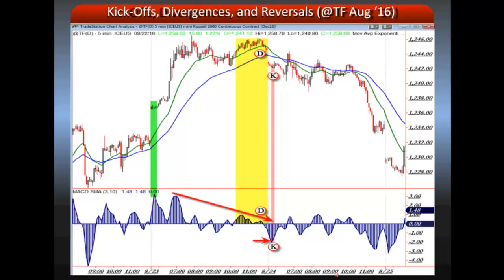The last time this momentum oscillator was negative 2 was back here when price was 1227. That's kind of a big difference. This is a hidden signal. If you don't know what to look for, you're not going to see it. You're going to miss out on a lot of information.